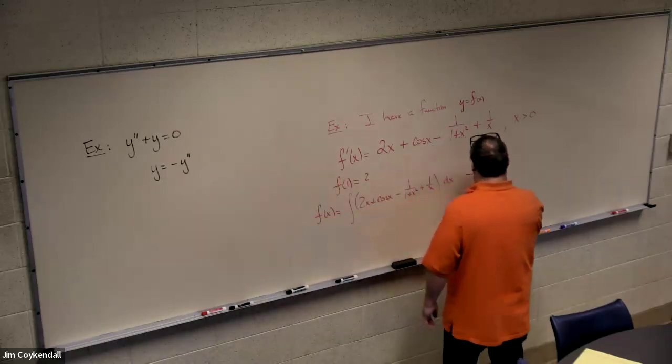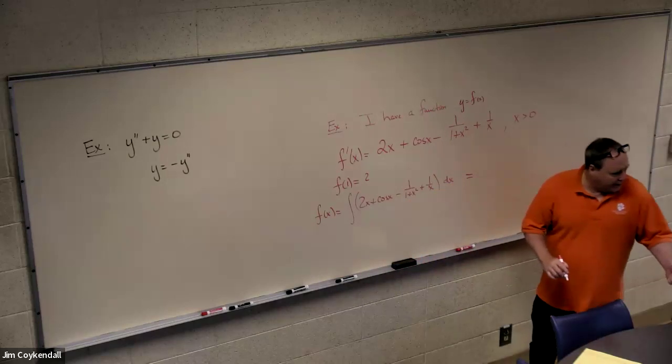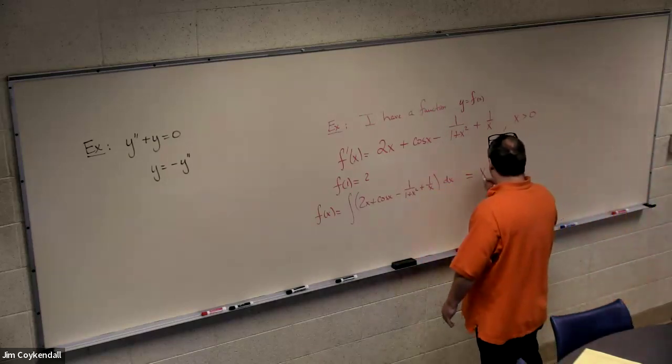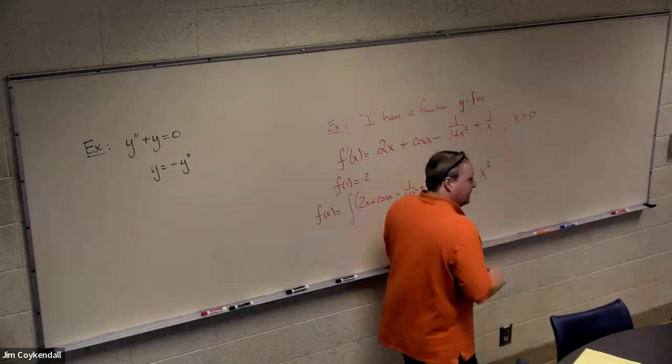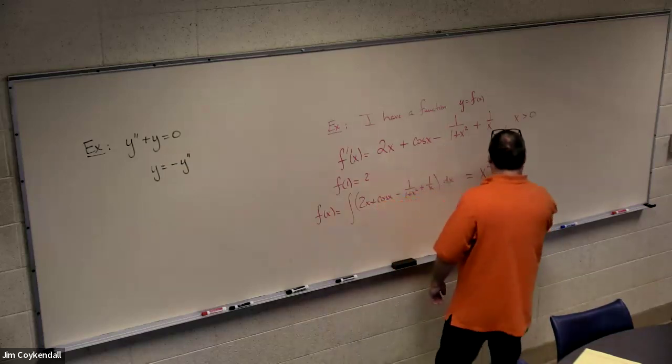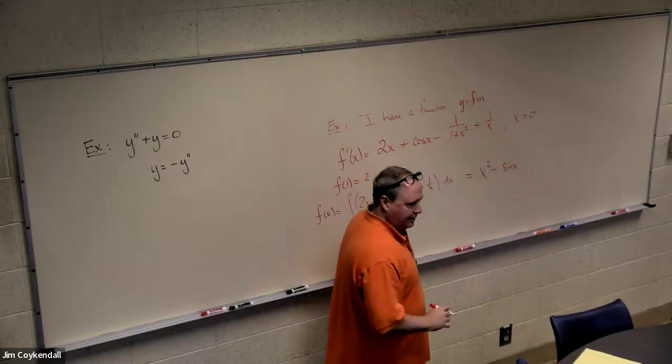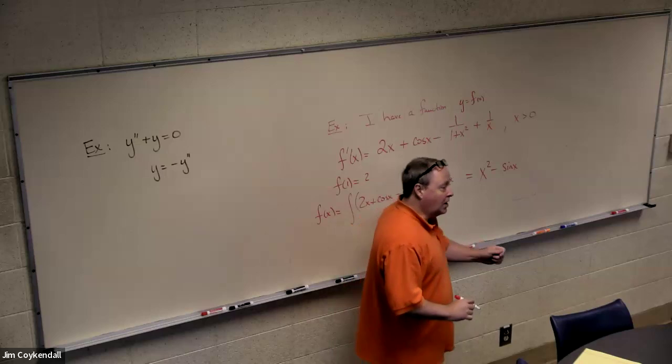And so, yes, you're absolutely right. The antiderivative of 2x was what? x squared? X. Is it minus sin x? It's actually sin. Here's a quick gut check.